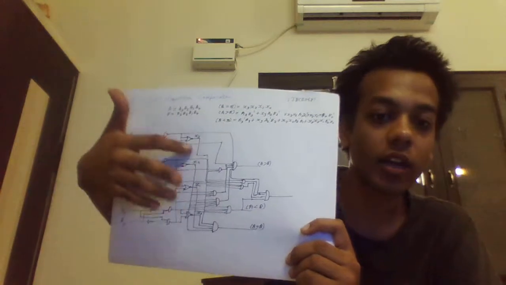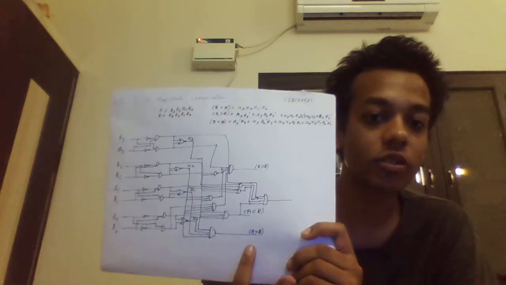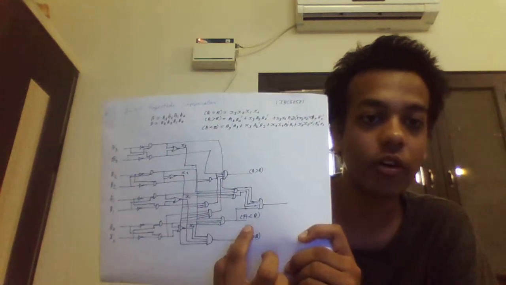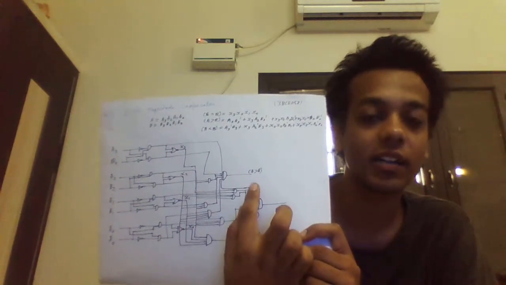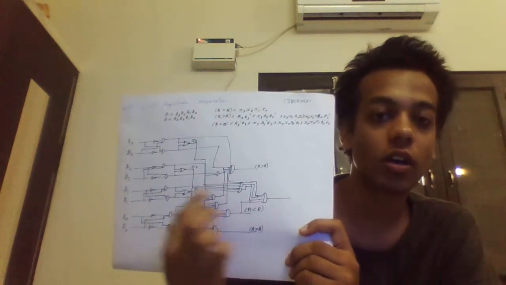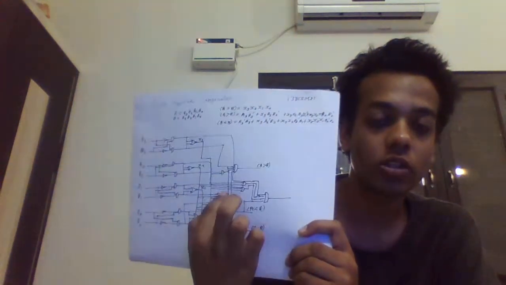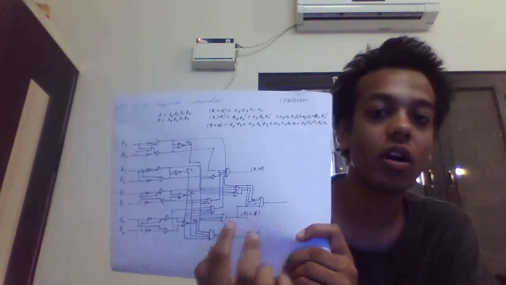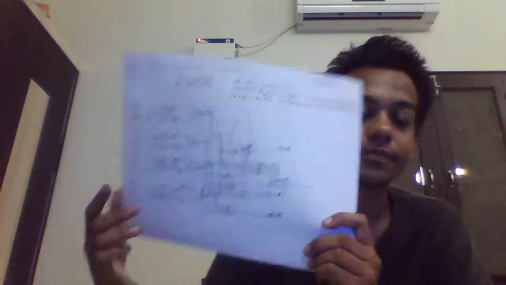These values can be provided to give A equals to B. After that, for giving the value for A is less than B or A is greater than B, we put the logic from this equation in the logic diagram. We make this Boolean expression, and so we derive the 4-bit magnitude comparator.